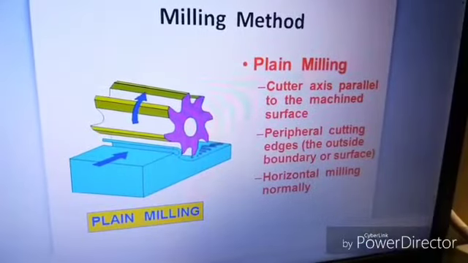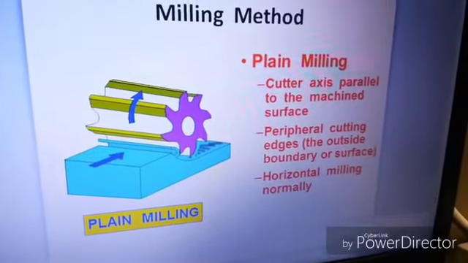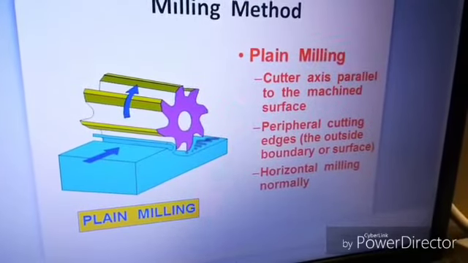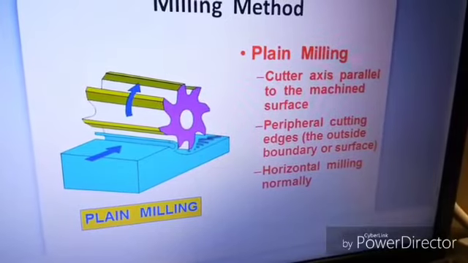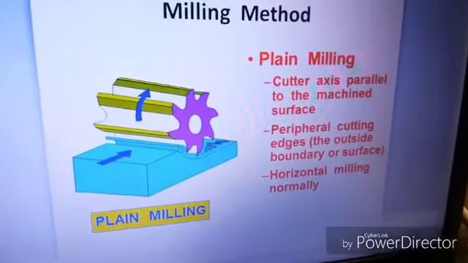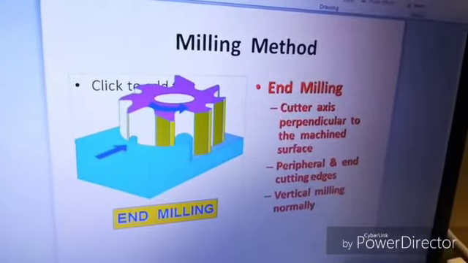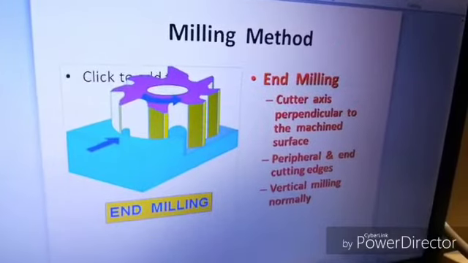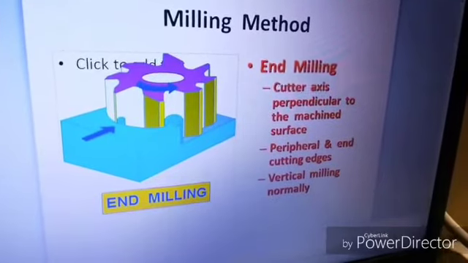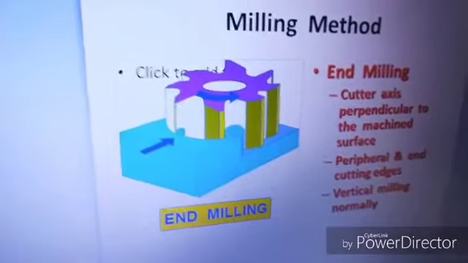Okay, this is a milling method. Firstly, plane milling. The cutter axis is parallel to the machined surface, with peripheral cutting edges, which means the outside boundary of the surface, and it is normally horizontal milling. And this is also a milling method, which is end milling. End milling means that the cutter axis is perpendicular to the machined surface, with peripheral and end cutting edges, and it is normally vertical milling. And this is the picture of end milling.